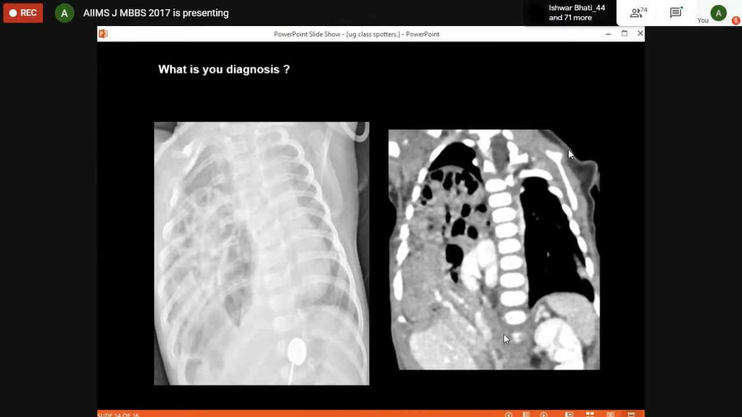Also, it was kind of mixed. So don't comment on just this single image. You need to see the complete dome of the diaphragm. But just for mnemonic purposes, Morgagni and Bochdalek, you should remember. And just label this as congenital diaphragmatic hernia.